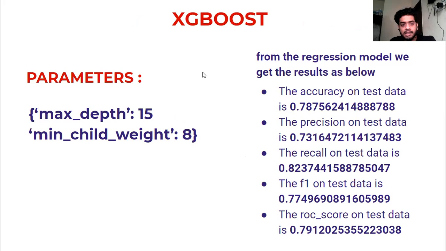And after performing this classifier, we get the best parameters. While doing the hyperparameter tuning, we get the best parameters, that is max depth is 15 and minimum child weight is 8. And from this classifier model based on these parameters, we get the accuracy score is 0.78, precision score is 0.73, recall is 0.82, F1 is 0.77, and ROC score is 0.79.